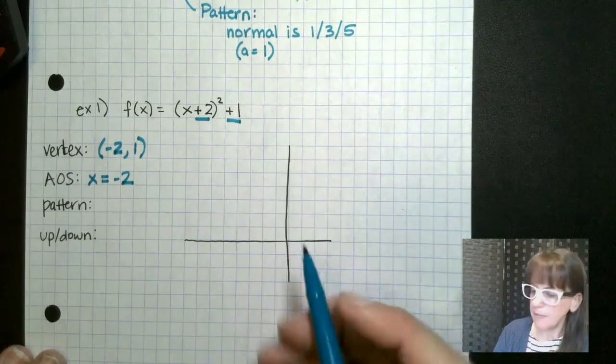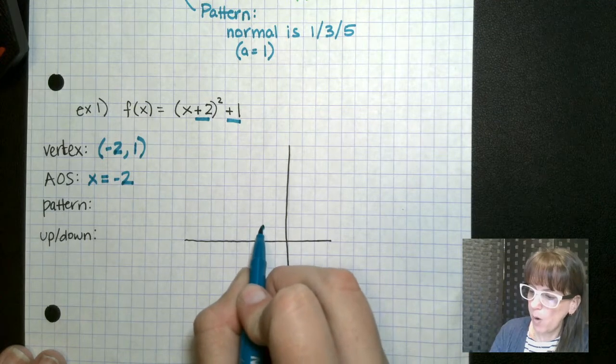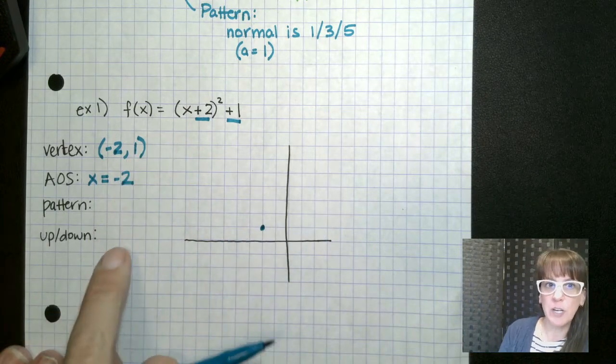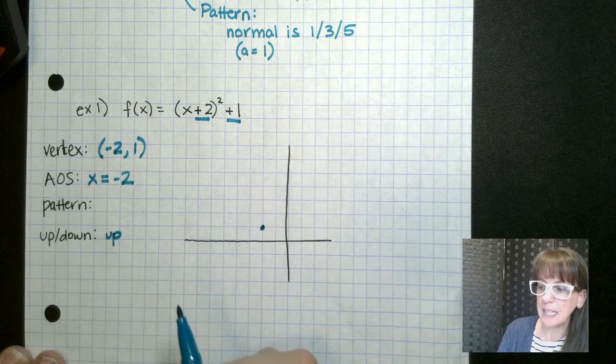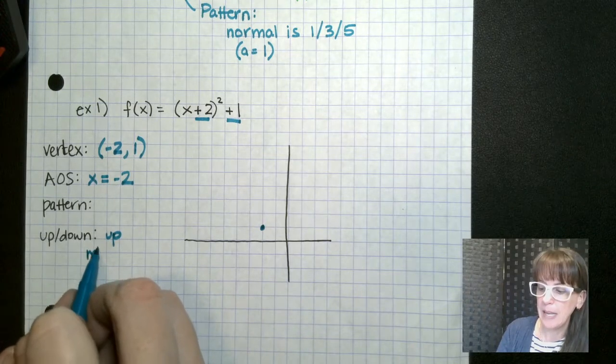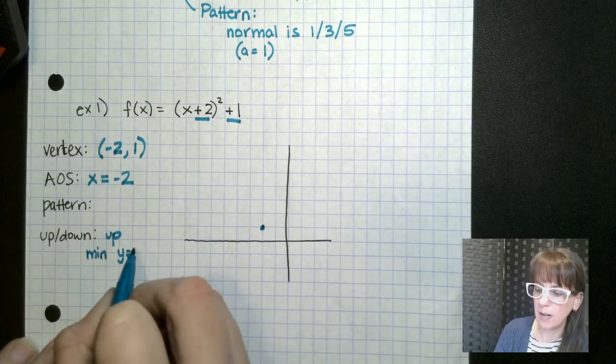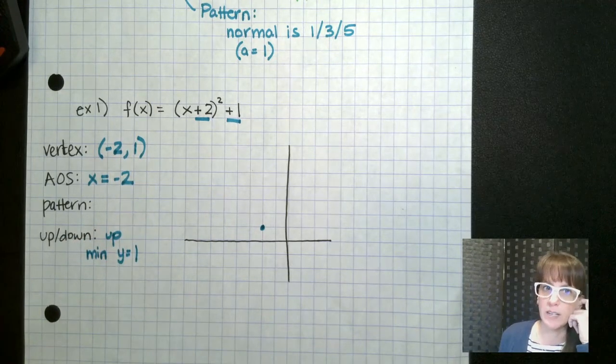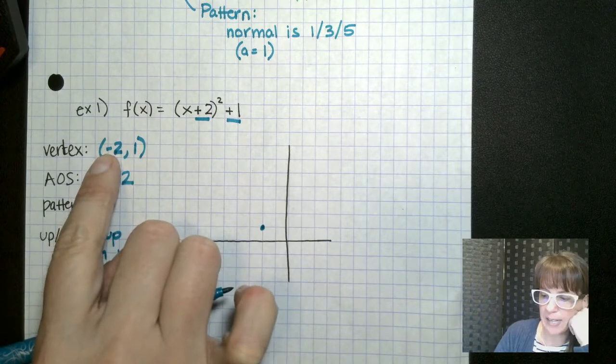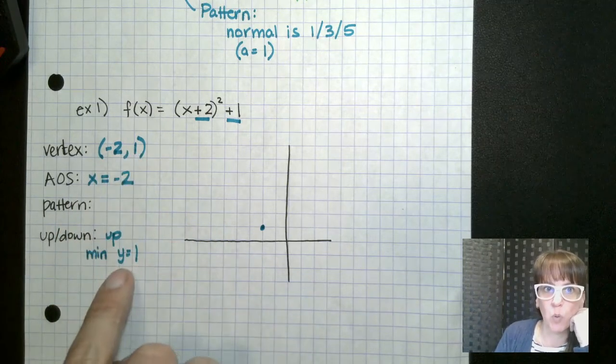So when we go to graph this, we go over -2 up 1. This is positive, so we know that it's going to be opening up, which means that we have a minimum. And our minimum is y equals 1. Our minimum occurs when y is 1 because we use this. This is our x, this is our y. So we use our y for our minimum.